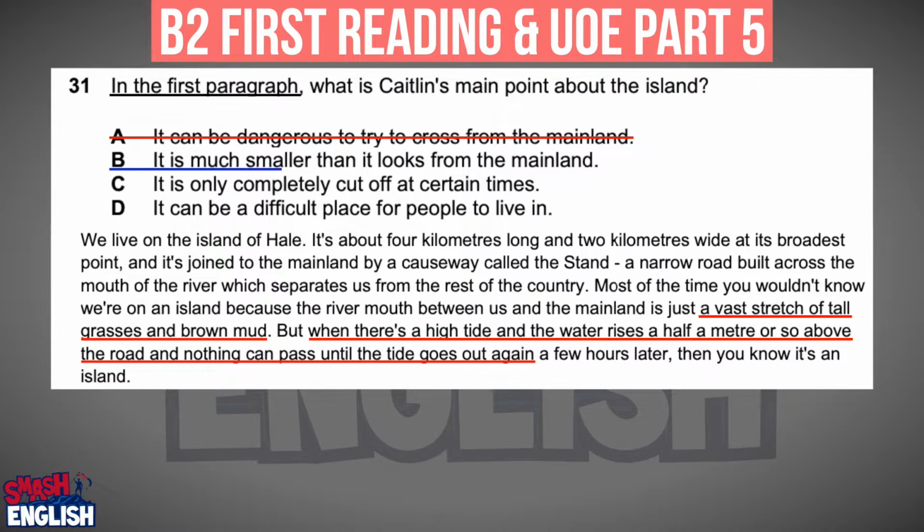B. It is much smaller than it looks from the mainland. Caitlin does describe the size of the island here, but she does not say it is any bigger or smaller than it appears from the mainland. She simply gives us the size of the island and nothing more. We therefore can eliminate B.